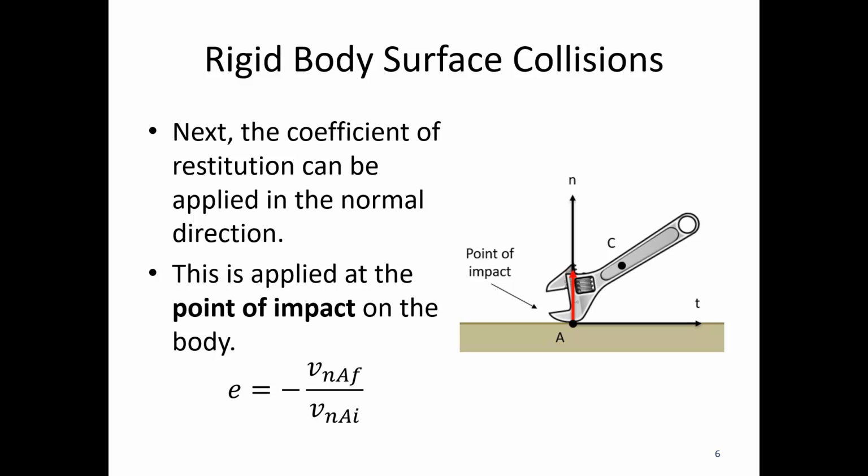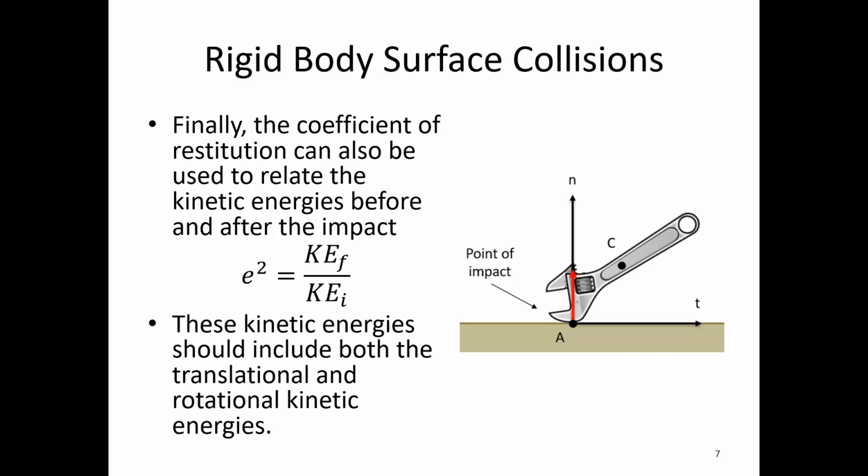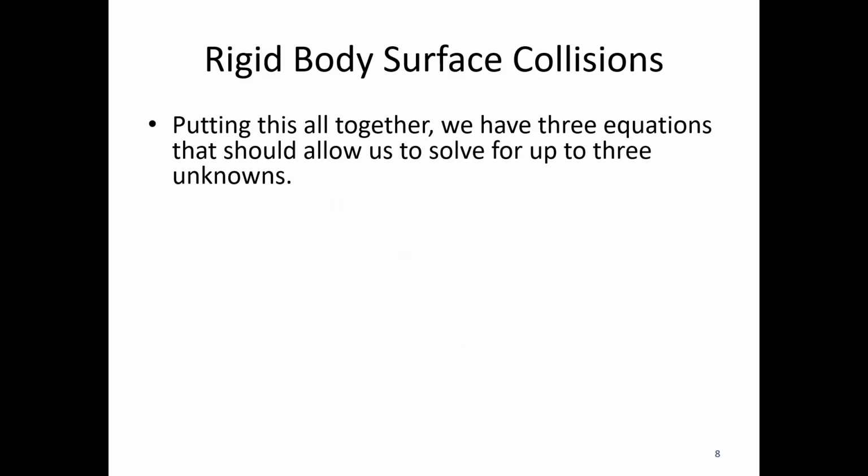Our third equation is also related to the coefficient of restitution. It can also be used to relate the kinetic energies before and after the impact. The coefficient of restitution squared is going to be the final kinetic energy divided by the initial kinetic energy. It is important to note that the kinetic energies should include both translational and rotational kinetic energies. Even though the wrench comes in, maybe with only translational energy, 1/2 mv squared, if it bounces off the surface and has rotation, it's going to have 1/2 mv squared plus 1/2 I omega squared after the impact.